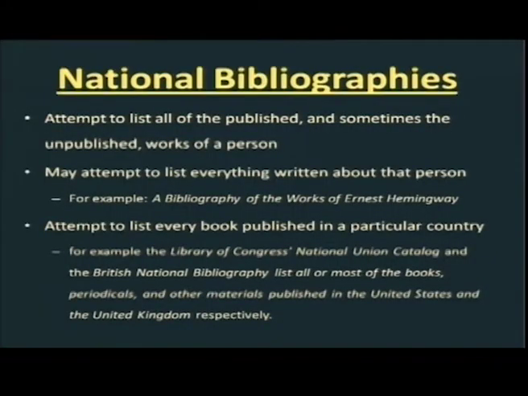For example, the Library of Congress brings out the National Union Catalogue, and the British National Bibliography lists all or most of the books, periodicals and other materials published in the United States and in the United Kingdom. So, you can see how national publications are given prime importance here, and the research work is compiled and put together in a much more systematic way. This is how it differs from the universal bibliography, which we discussed in the previous slide.